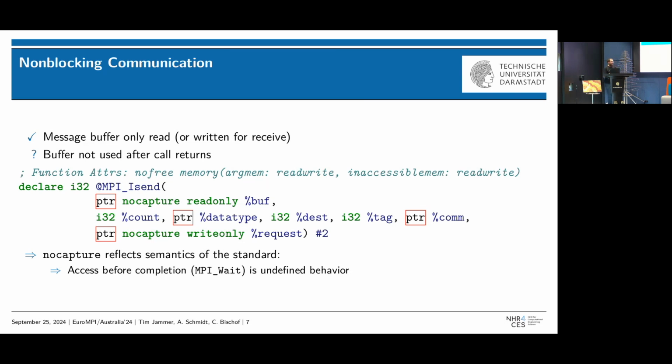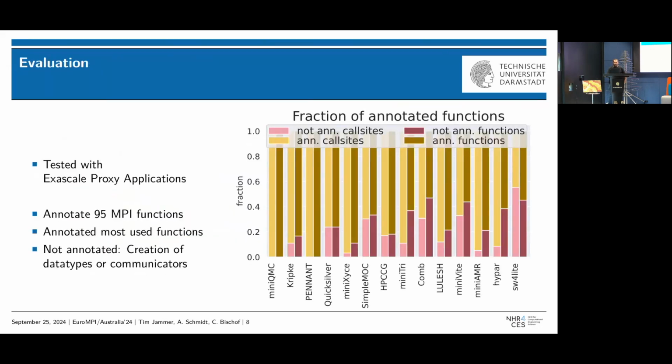We can annotate all the other MPI functions accordingly. We have annotated the most important MPI functions. So we annotated the send receive operations and the collective operations. Basically, we have not annotated all MPI functions so far. For example, creation of data types or communicators are not as frequently used as collective operations. Therefore, we only started with annotating the most important MPI functions.